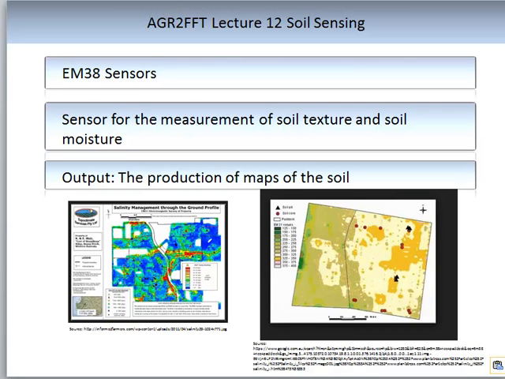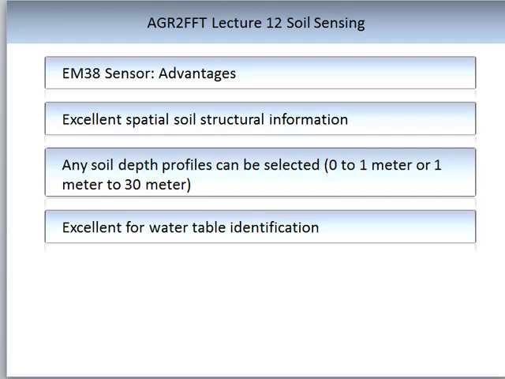EM38s are another kind of sensor that enable you to measure both soil texture and soil moisture at the same time. They output a map of your soil, giving variations in texture and/or moisture. The advantages of using EM38 technology to get a sense of your soil are that they give you excellent spatial soil structure information and resolution. They can measure different soil depth profiles, for example 1 meter or 30 meters. It depends on the type of sensor that you employ in this category.